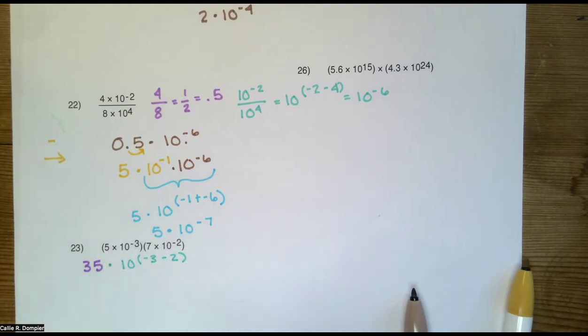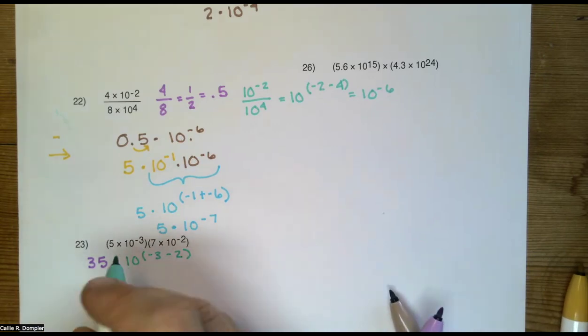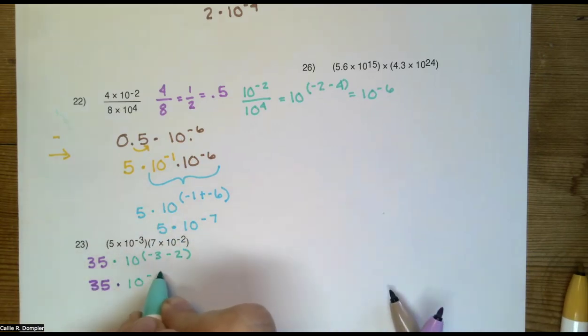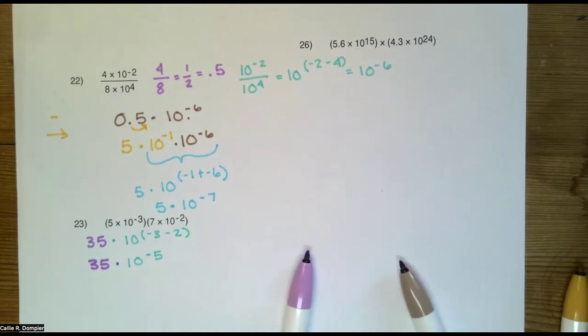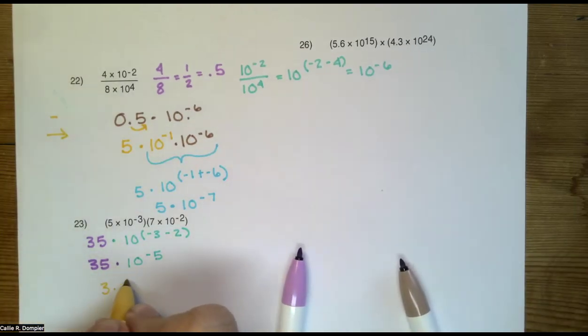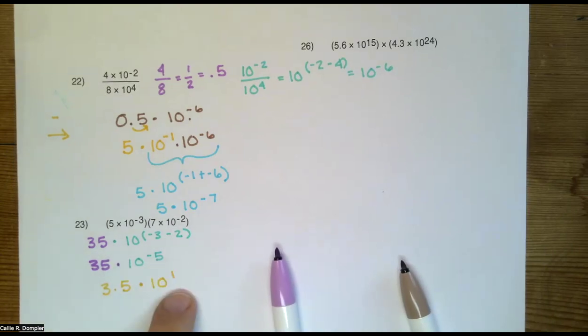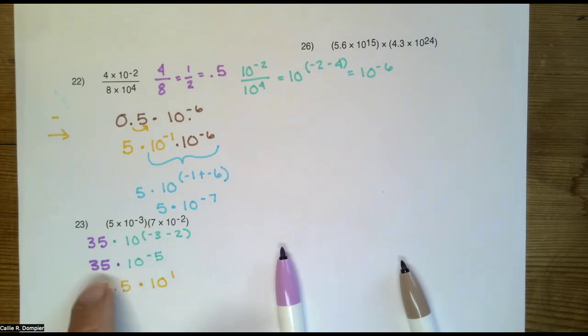That becomes 35 times 10 to the negative 5th. But that's not in scientific notation yet. It needs to switch to 3.5. 3.5, we made it smaller. So that's a positive exponent, right? 35 is 3.5 times 10. Right? 3.5 times 10 becomes 35.